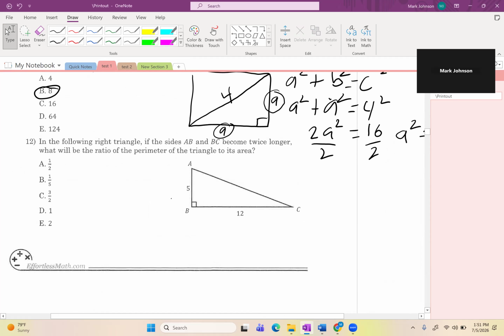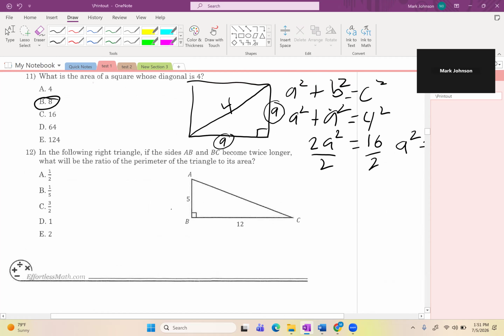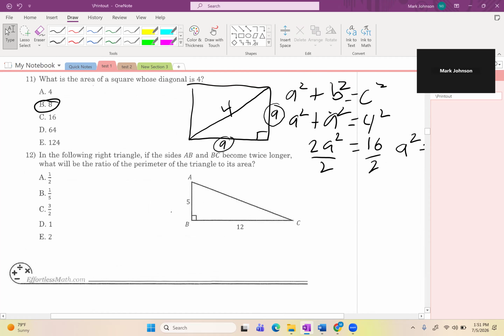Okay. In the following right triangle, sides A and B become twice longer. Mi inglés no es muy bueno. Twice as long is mejor. Anyway, twice longer. So, en lugar de 5 tenemos 10. En lugar de 12 tenemos 24.